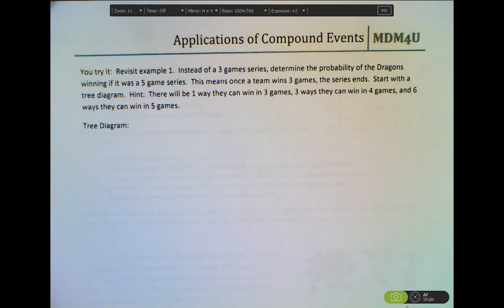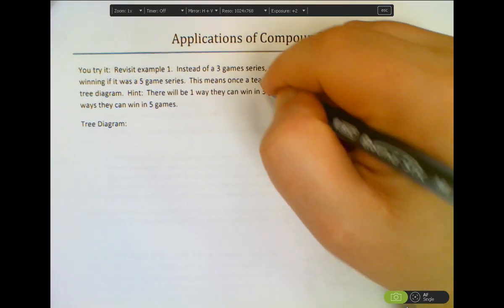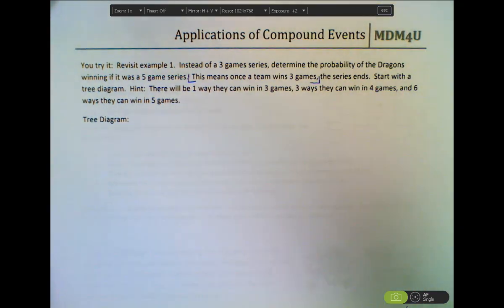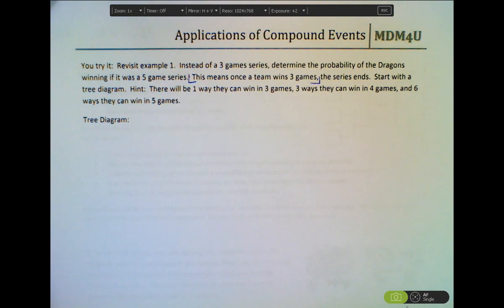So in this case, we're going to do a best of 5 series. This adds a layer of complication. This means a team has to win 3 games. Once a team wins 3 games, it's over. So if the Dragons win 3 games, they stop playing, or if they lose, they stop playing. And so in this case, there'll be some options. They can win in 3 games, in 4 games, or in 5 games.